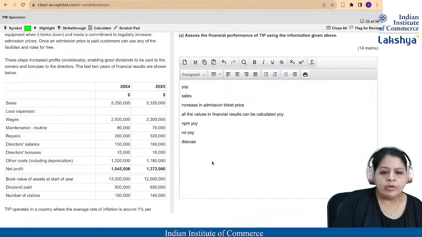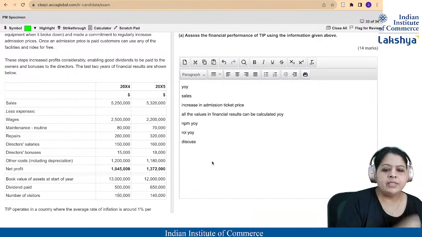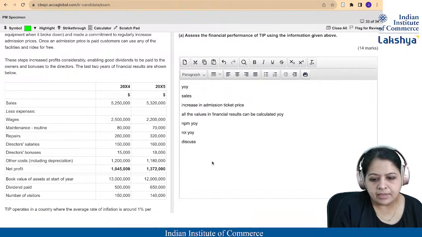Directors' salary they wanted to increase, they have increased. Directors' bonus they wanted to increase, and they have increased. Other costs have decreased because they are cutting down on the expenses, net profits, and yeah, that's what I said.